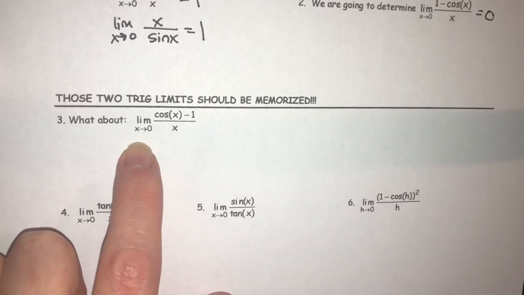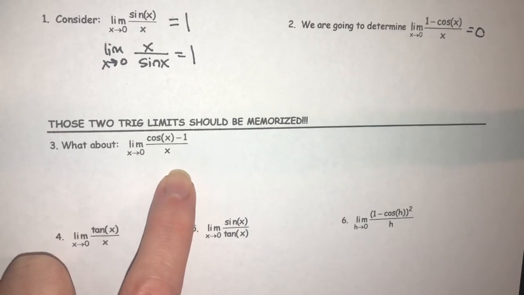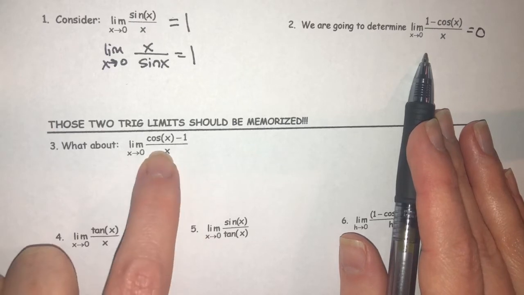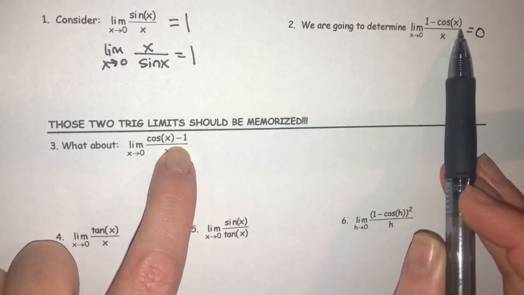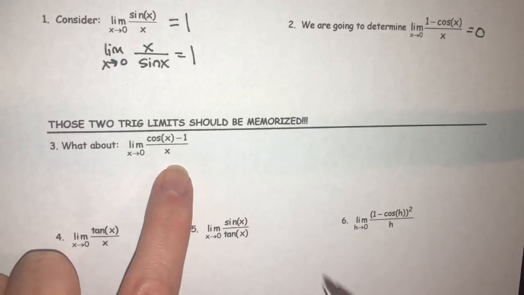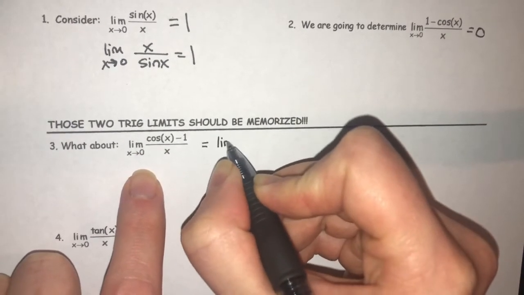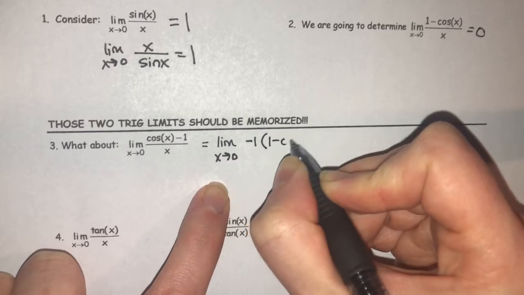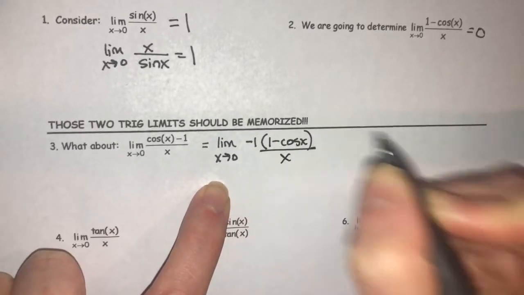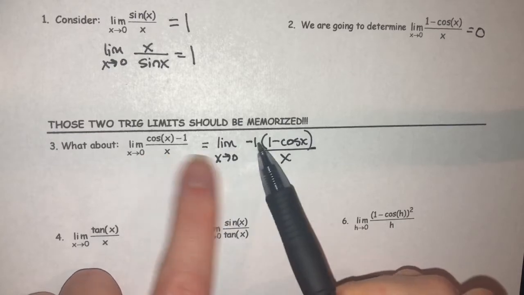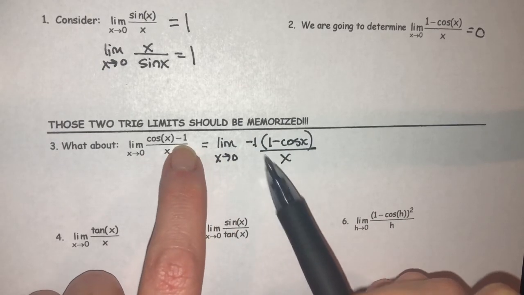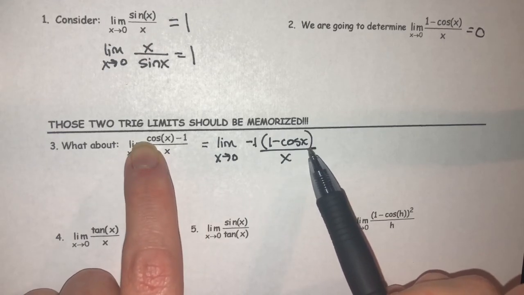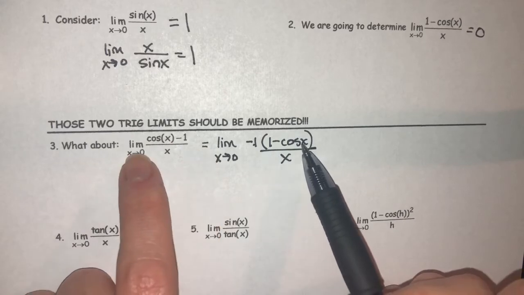All right, so what about this one though? The limit as x approaches 0 of the cosine of x minus 1 over x. Wait a minute. That's a lot like this one, but they've reversed the cosine and the 1. So instead of being 1 minus cosine, it's cosine minus 1. I want you to consider that this would be equal to negative 1 times 1 minus the cosine of x over x, because the negative 1 would distribute, causing that 1 to be negative, and this negative 1 would also distribute to the cosine of x, making it positive, so it'd be the cosine of x plus negative 1, or the cosine of x minus 1.